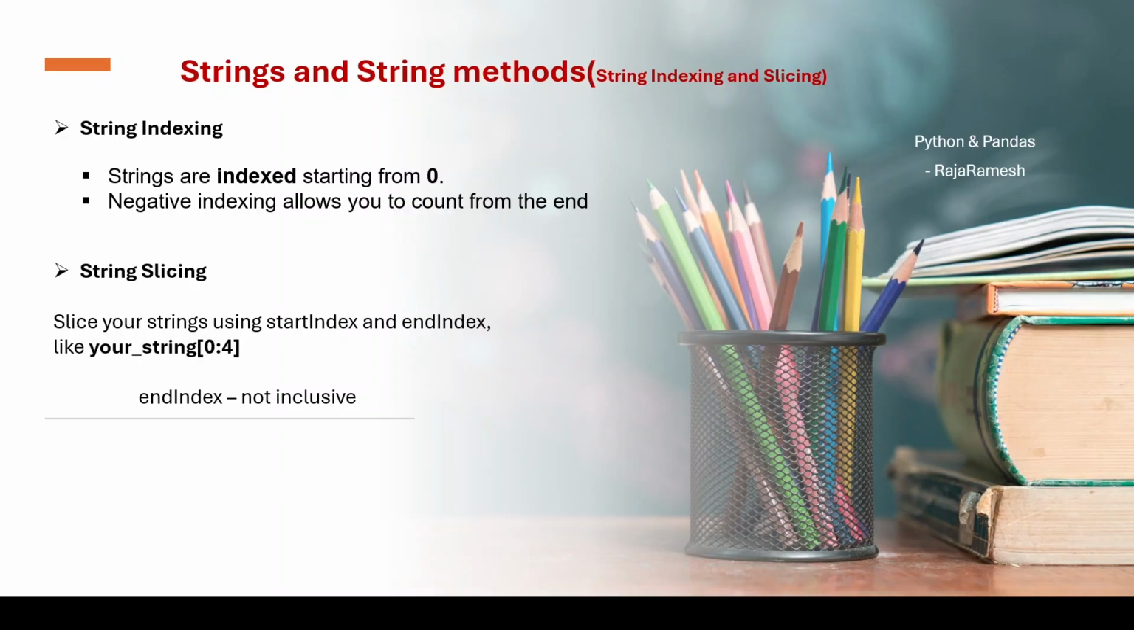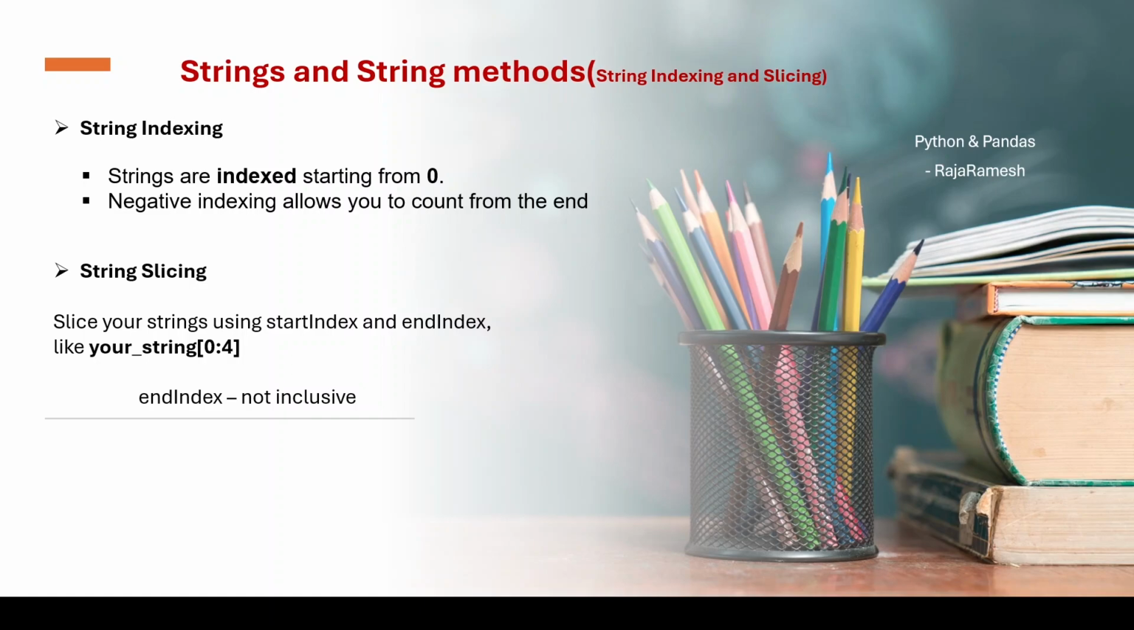If you want to count the index from the end of the string, then you can use the negative index. Meaning -1 is the index of the last character of any string, and -2 is the index of the last but one character of the given string. We will see that in an example after discussing slicing also.